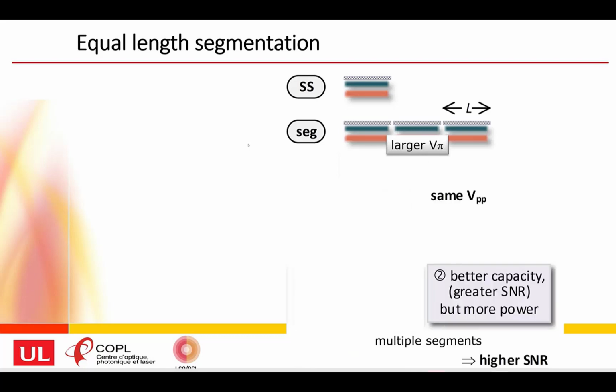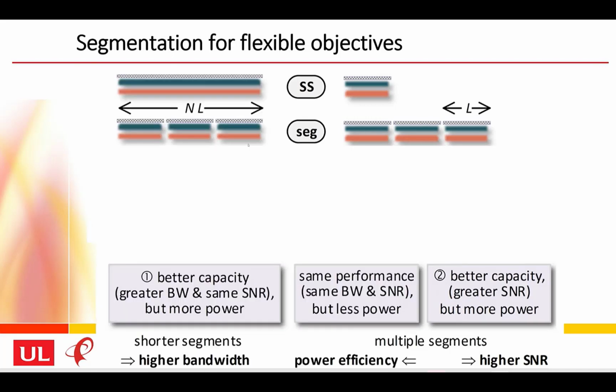The other way of looking at it is supposing that I'm holding the VPP fixed, so I have the same VPP to all of these modulators, and that will in fact give me better signal-to-noise ratio. So I'm not trying to save power here. I'm trying to increase the quality of my signal. So if I'm limited by SNR, this would be a good compromise to make. So 3 strategies, all using segmentation, but to achieve different system goals.